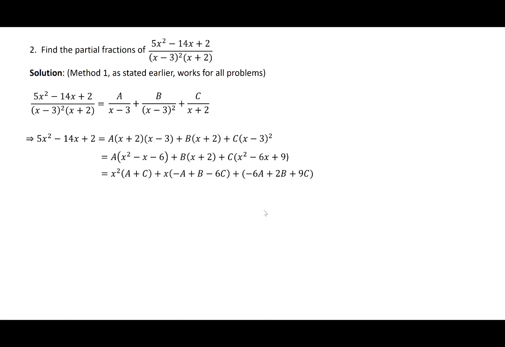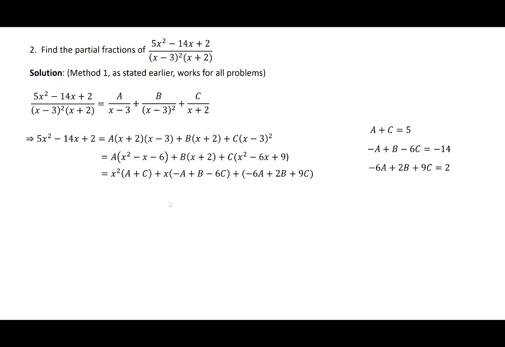See? That's how you do it. And now we apply the concept called equating the like coefficients. Coefficient of x square on the left hand side is equal to the coefficient of x square on the right hand side, which gives us a plus c equals 5, right? X square is being multiplied by a plus c. X square is being multiplied by 5 on the left hand side. So that's why a plus c must equal 5. Similarly, x is being multiplied by negative a plus b minus 6c on the right hand side, and that must equal negative 14, which is on the left hand side, and so on. Constant equals constant.